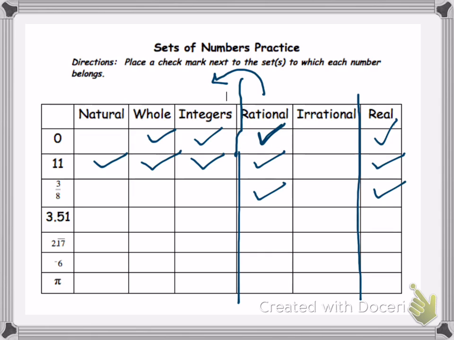3 and 51/100ths, or 3.51, is a real number. It is also rational because I could write it as 3 and 51/100ths, or I could change that mixed number into a fraction. So it's rational. But because of the fraction or decimal part, the 0.51, that's all the further it goes. It cannot be an integer because integers don't have fraction or decimal parts.